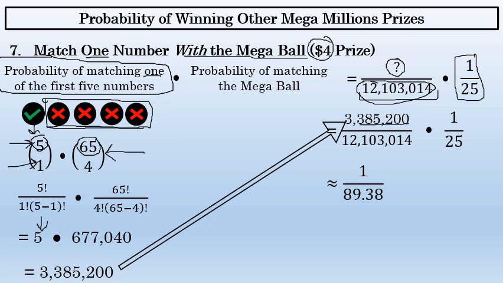The probability of matching one number with the mega ball is 1 in 89.38. As a percent, this is 1.1190%. That's your percent chance of winning the $4 prize for matching one number with the mega ball.